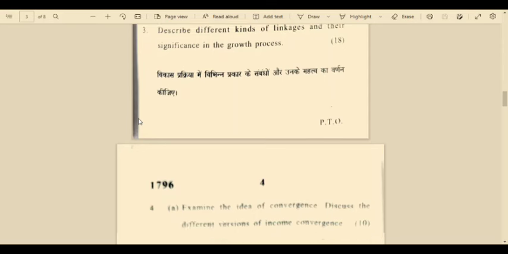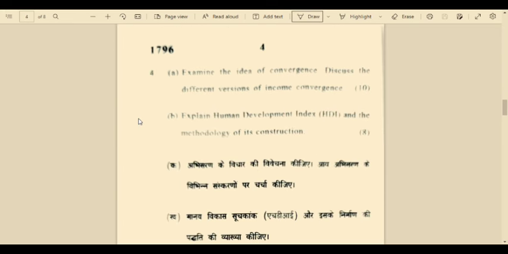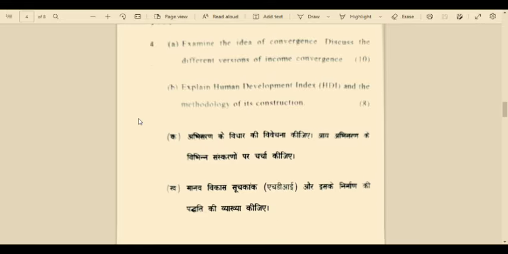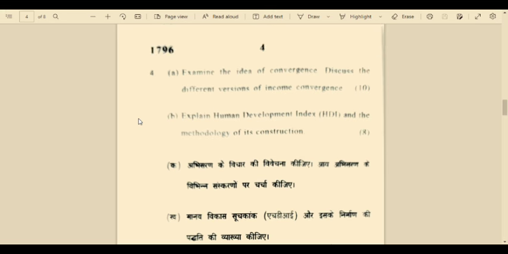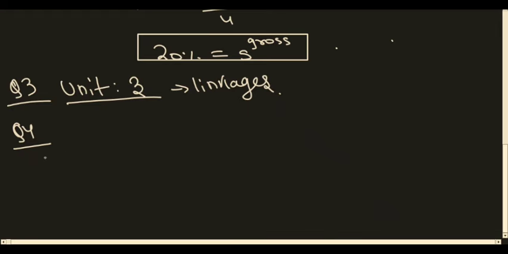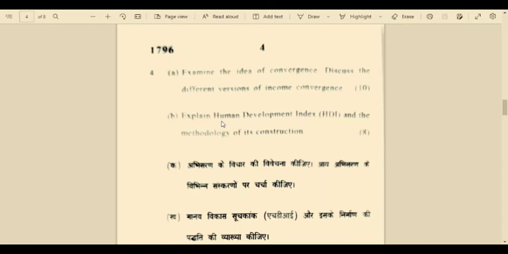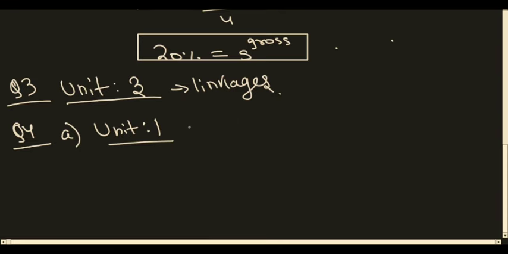Let's see question 4. Examine the idea of convergence. Discuss the different versions of income convergence. Explain HDI and the methodology of its construction. Now question 4A part is from unit 1, the theoretical one, and we have to explain the idea of convergence. This should be from the Neoclassical Revolution, basically it's from the Solow module.